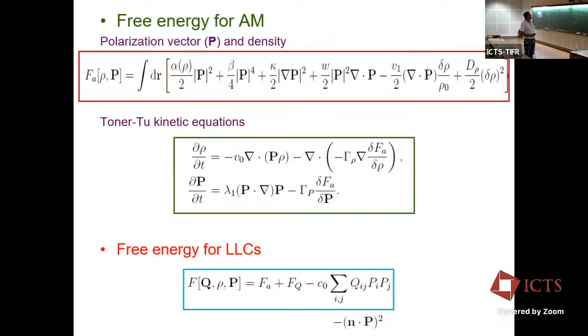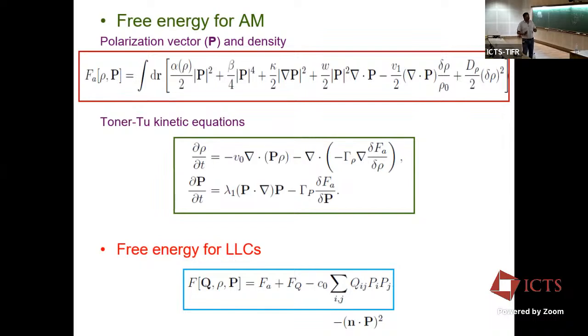Notice this looks very much like our phi^4 free energy. It has some more terms, of course, which play a fundamental role. But the first few terms are reminiscent of our phi^4 free energy. And the Toner-Tu kinetic equations are basically a continuity equation for the rho field, the density field, and a relaxational equation for the velocity vector field. This is like a TDGL equation, except it has this additional term out here.